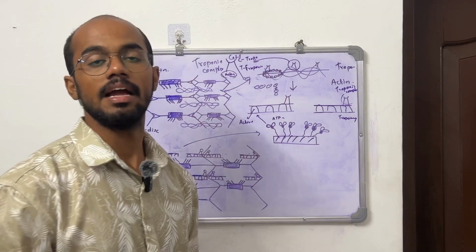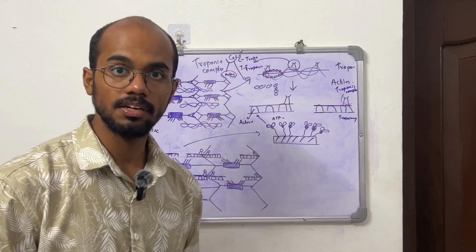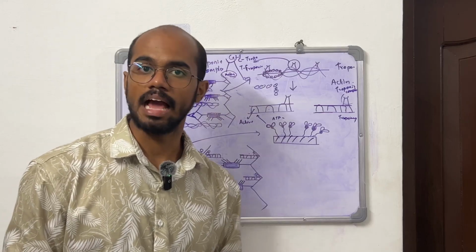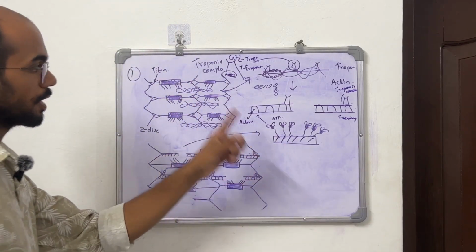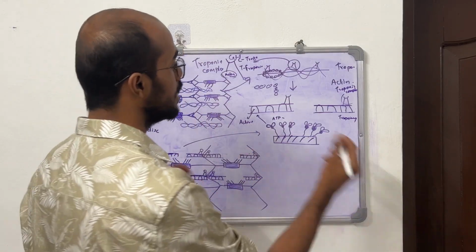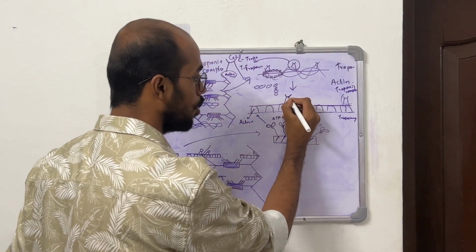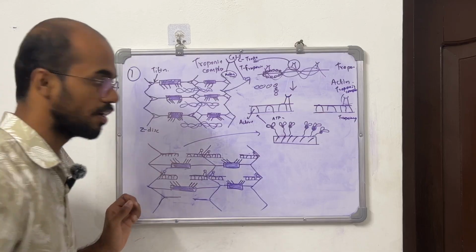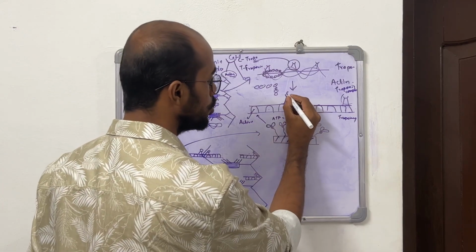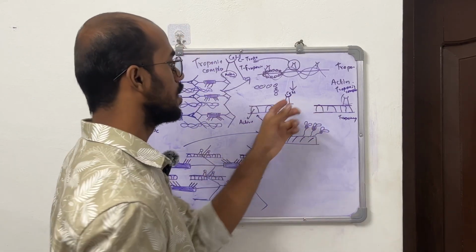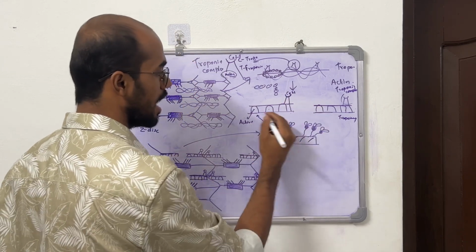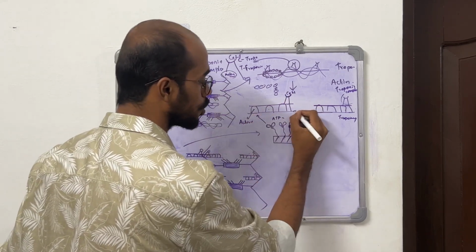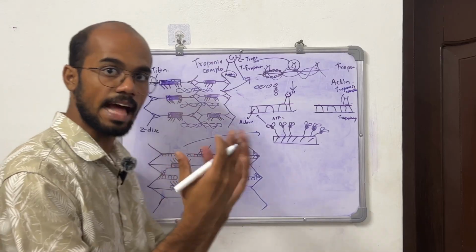Okay, so earlier we stopped at the release of calcium, right? And where did this calcium bind? This calcium binds to the calcium binding region of the troponin. Okay, and when calcium binds to the troponin, what happens? It is activated and it pulls out the tropomyosin, revealing the active site.